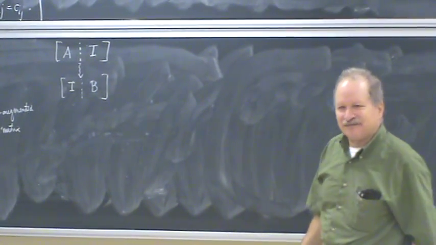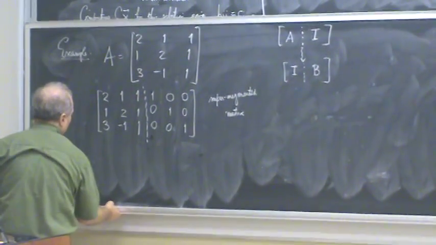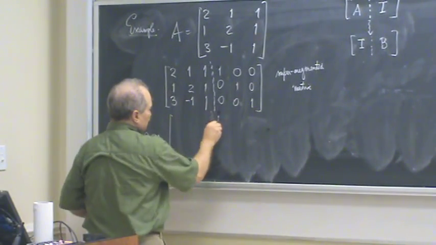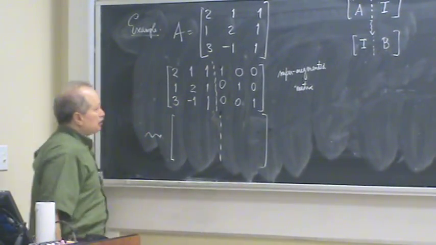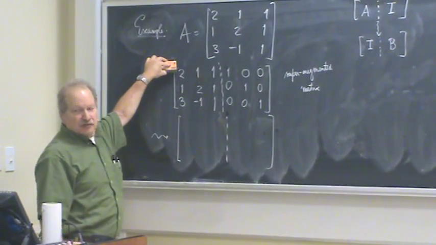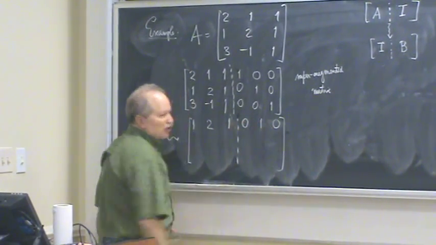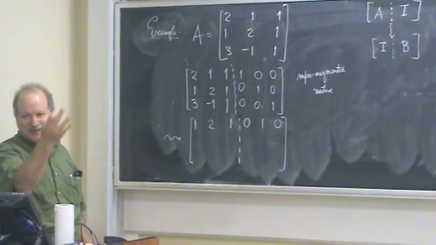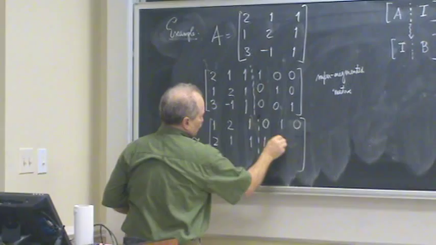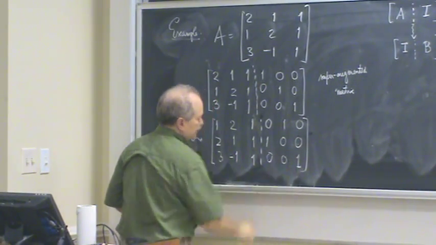So let's just do it. Help me do this. What should I do to get this to reduced echelon form? Let's put the middle row at the top. Should we switch rows so that we have a 1 at the top? Yeah. Okay. So you have to do everything on both sides of the matrix now. 2, 1, 1, 1, 0, 0, 3, negative 1, 1, 0, 0, 1. All right?